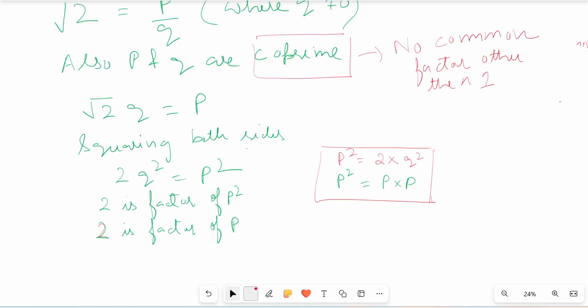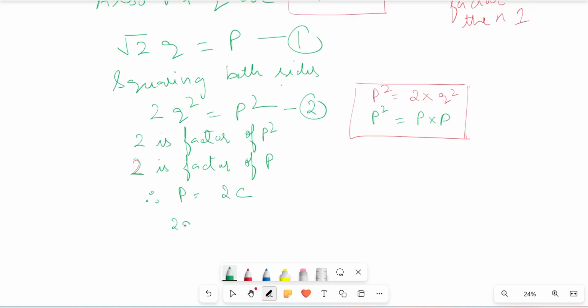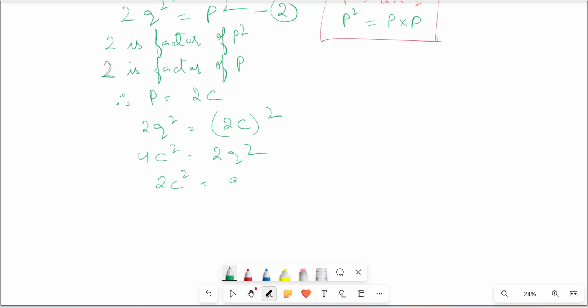Now, if I substitute this, p I can write as 2 into c, something I am multiplying. Therefore, p is equal to 2 into c. I will substitute it in this second equation. So it will become 2q square is equal to 2c square. So what is it? 4c square is equal to 2q square. So 2c square is equal to q square.